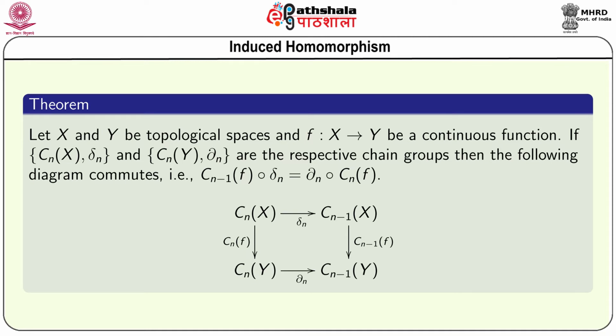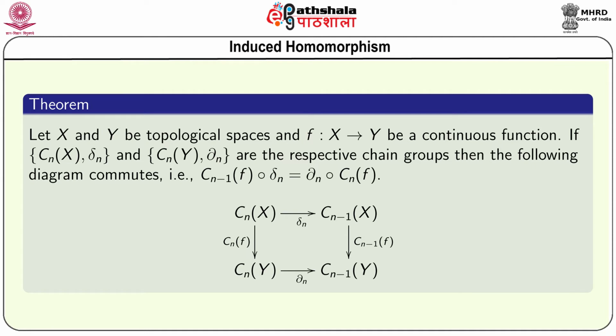Suppose two chain complexes are given, one is Cn x with delta n and the other one is Cn y with del n. Then we can prove that the following diagram commutes. We have already defined the boundary homomorphisms delta n from Cn x to Cn minus 1 x, as well as the boundary homomorphisms from Cn y to Cn minus 1 y.